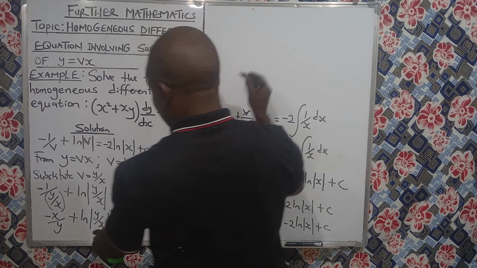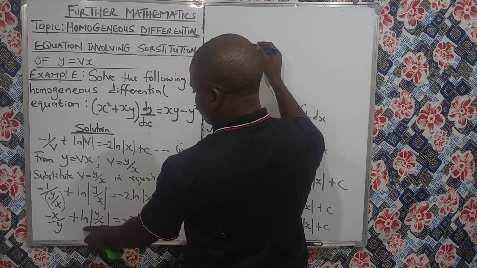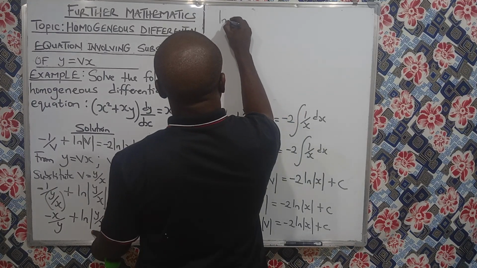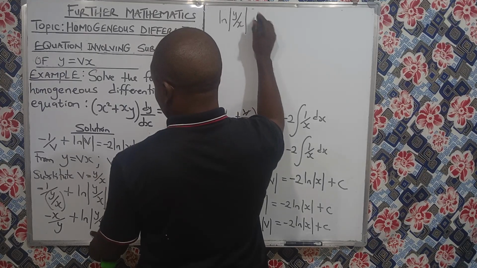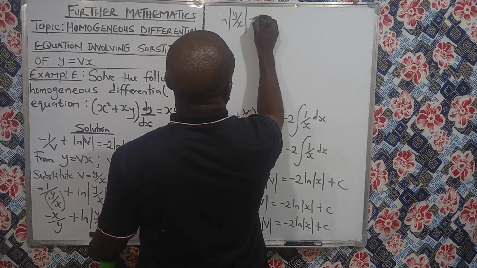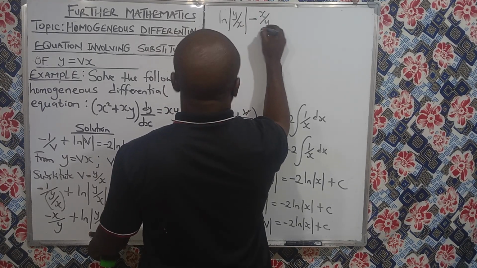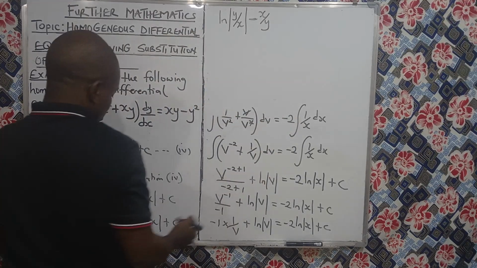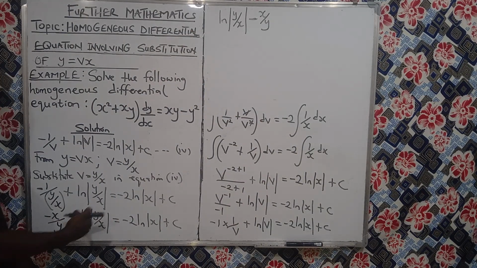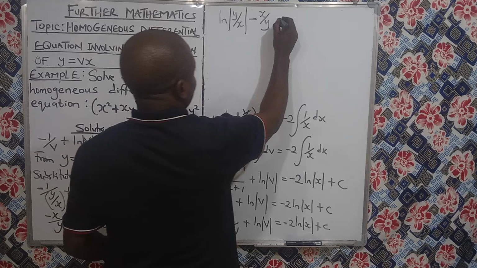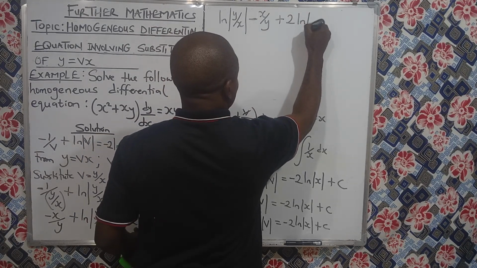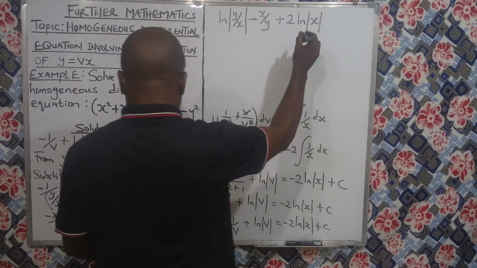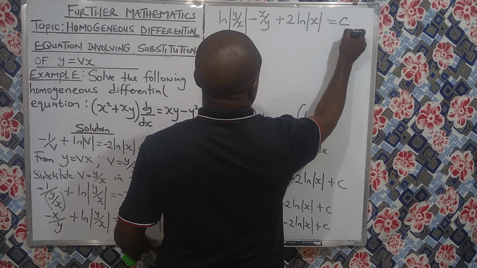Now I want the positive sign to come first: ln y over x minus x over y. I want to take minus 2 ln x across the equal sign, it turns to positive, plus 2 ln x equals c.